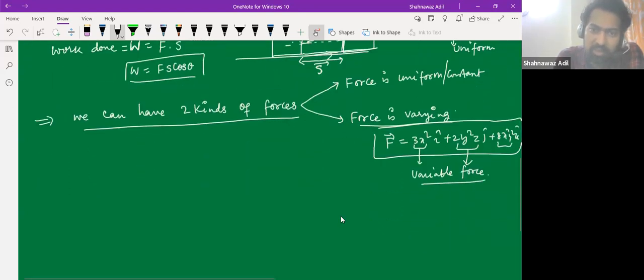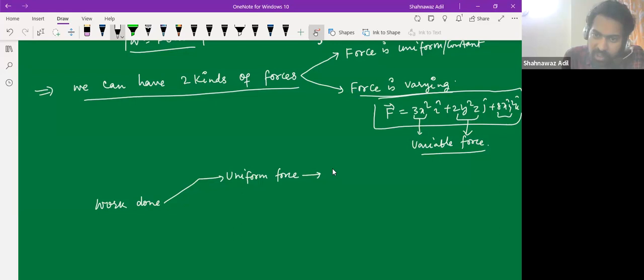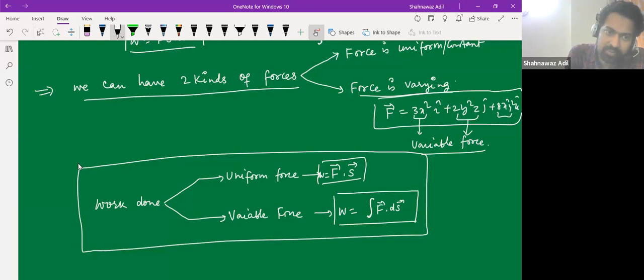So then there are two definitions of work done. One would be due to uniform force. For uniform force, we know that it is F dot S. For variable force, the work done would be the integral of F dot ds, with limits, let's say x1 to x2 or y1 to y2, whatever the limits are. So these are the two kinds of work: one is for uniform force, the other is for variable force. Is this clear, guys? Yes, sir.